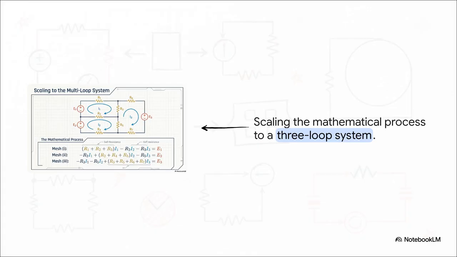Let's scale this up to a 3-loop system. And hey, don't let the visual complexity freak you out because the rules literally haven't changed. We systematically apply that exact same grouping process to Mesh 1, Mesh 2, and Mesh 3. By doing this, we generate a robust set of equations that maps the self-resistance, the total resistance inside one specific loop, against the shared resistance overlapping with its neighbors.